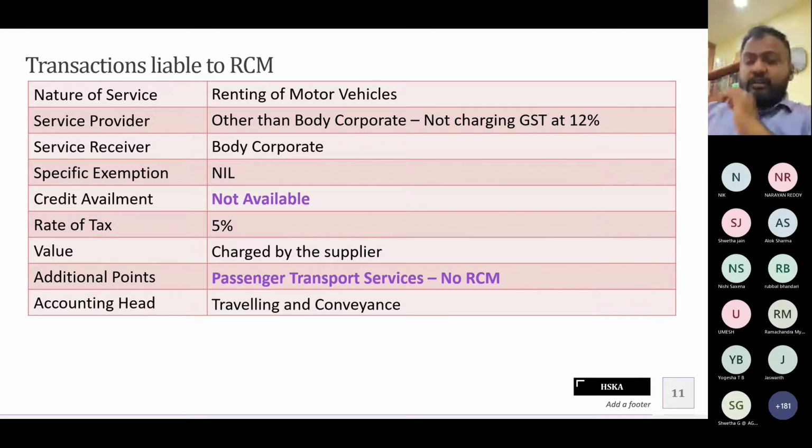Passenger transport services, a circular has been issued very clearly which says you are not required to pay tax under reverse charge mechanism. That means the provider either will have to pay tax at the rate of 12% with the benefit of input tax credit, or he will pay tax at the rate of 5% and without the benefit of input tax credit. Okay. Where do you find these expenses? You will find them generally in traveling and conveyance expenses. Okay. Next.